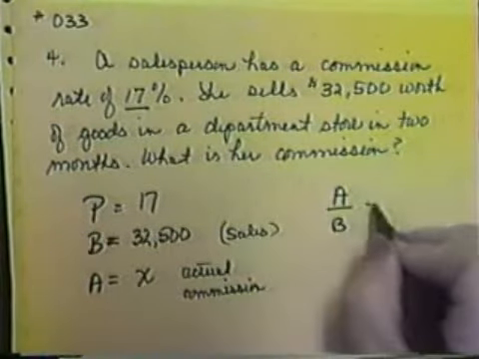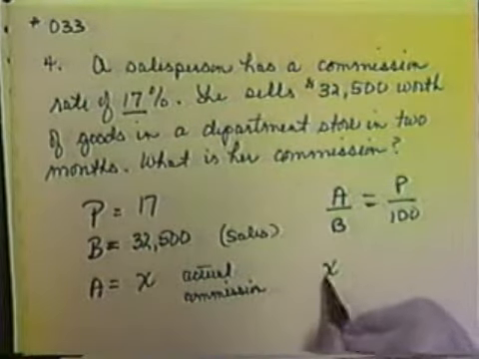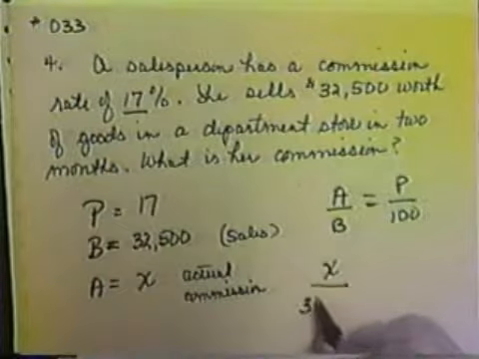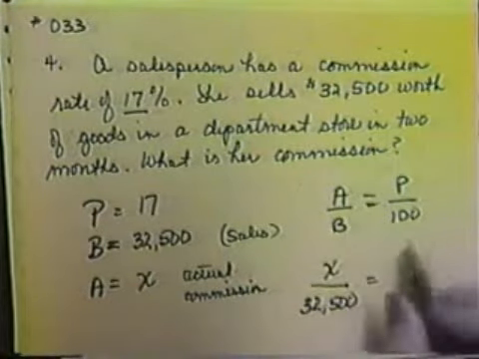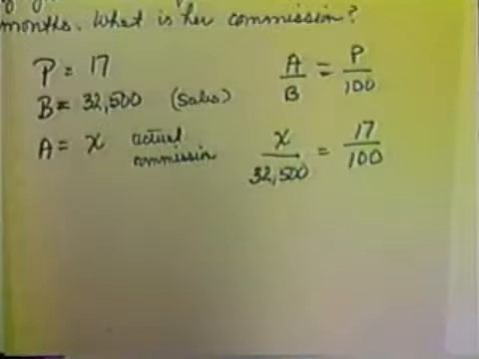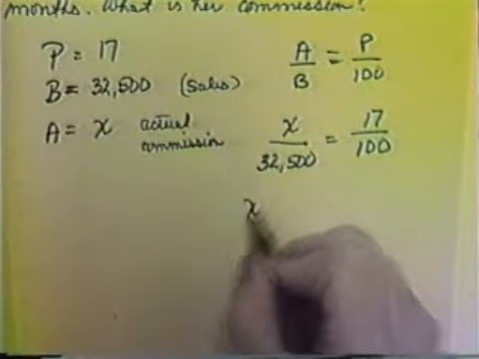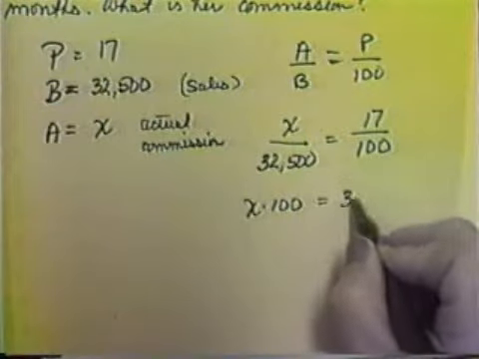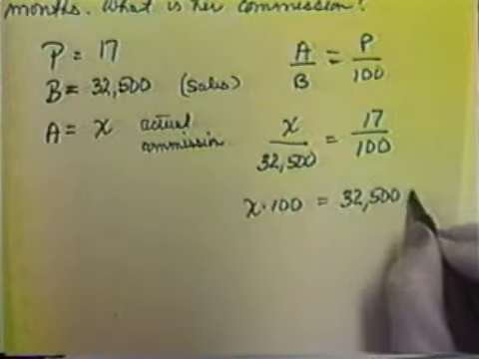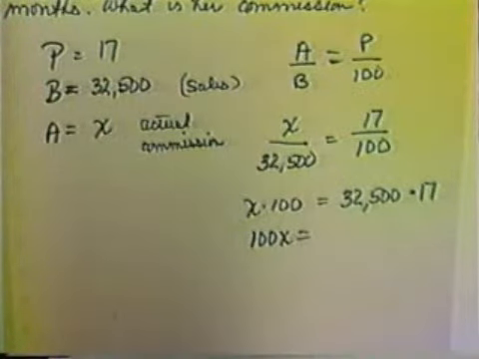Amount over base equals the percent over 100. The amount we said was X. The base was 32,500. The percent was 17 over 100. Now we want to solve this proportion. So we want to cross multiply, so we get X times 100 is equal to 32,500 times 17. And we're going to get 100X equals, now we want to multiply 32,500 times 17.